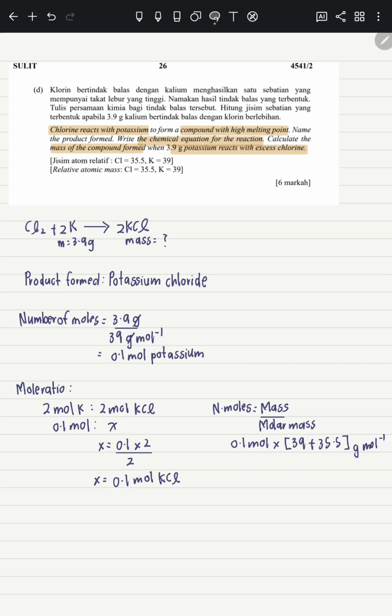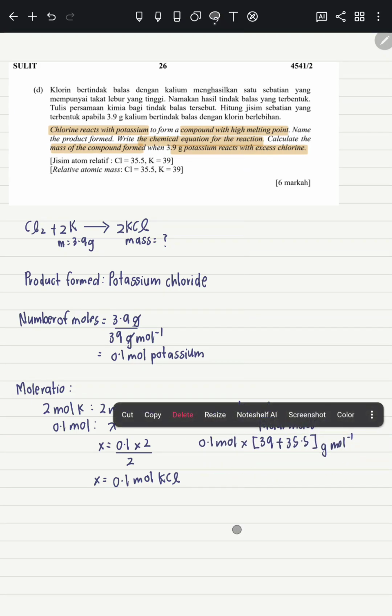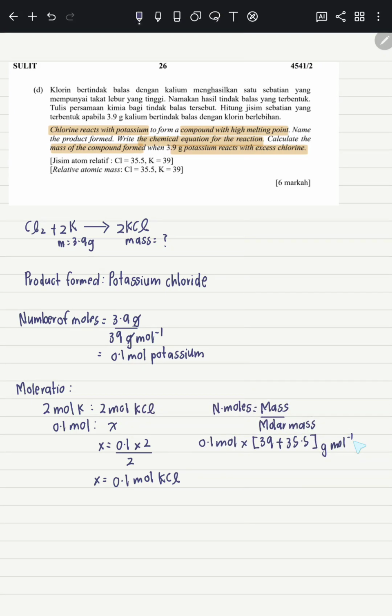Okay, so I think the space is not enough, so let me adjust it a bit. Okay, settle, and I have the mass here. So now what you have to do, you have to get the molar mass first. So 0.1 mole times with 39 plus 35.5. So just plus them first. So you'll get 70.5 gram over mole, and here is the mass.